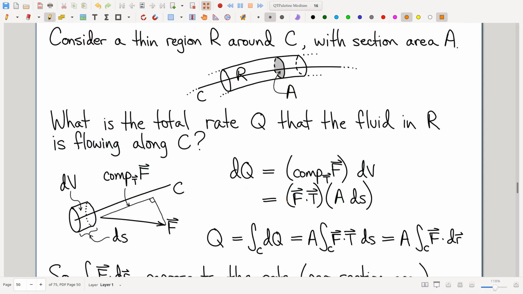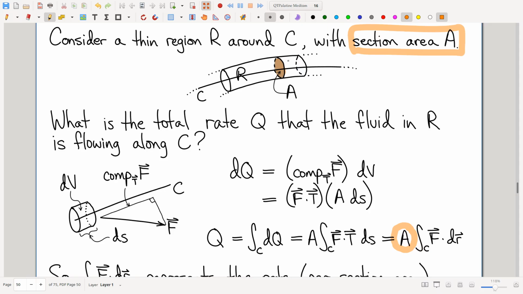The observation is the answer seems to depend directly on the area, and I'm going to say, well, of course it does. This cross-sectional area, the more area you have, the more fluid there is, and the more fluid there is, the more fluid is flowing along the curve, because there's more fluid, literally. Right? So the fact that this is proportional to area, I'm going to say, well, yeah, of course it's proportional to the area. That's obvious.